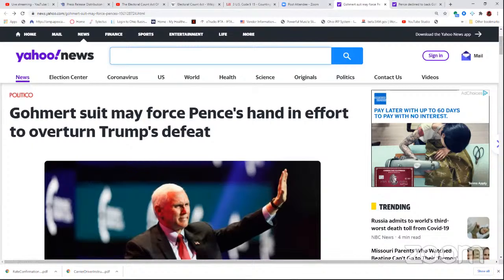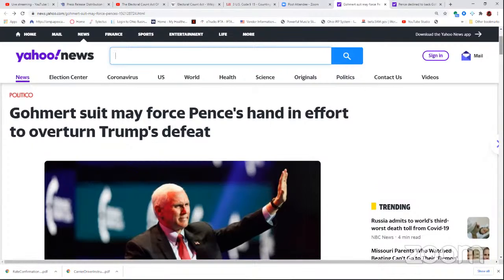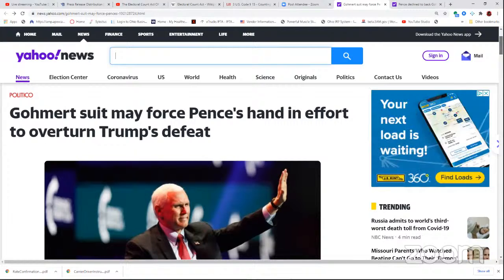Okay, all right. So the next article is Louie Gohmert suit may force Vice President Pence's hand in overturn of Trump's defeat. Again, this is the last stage of this, and then after we go over the next article, we're going to go over the actual process of what it is, because it's actual federal law, how the stuff actually gets counted. That was based on the actual Electoral Count Act of 1887.